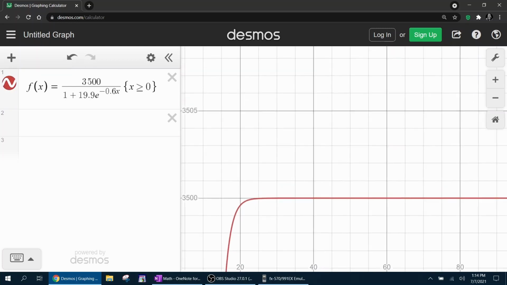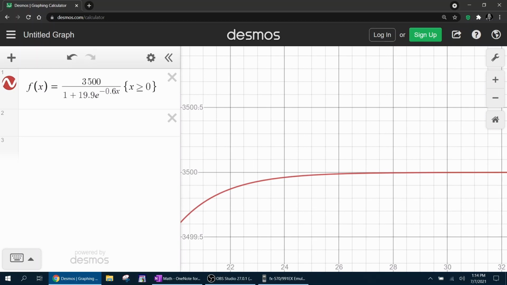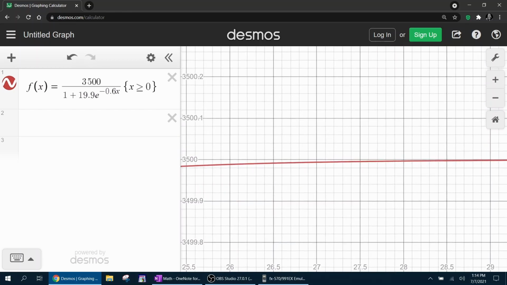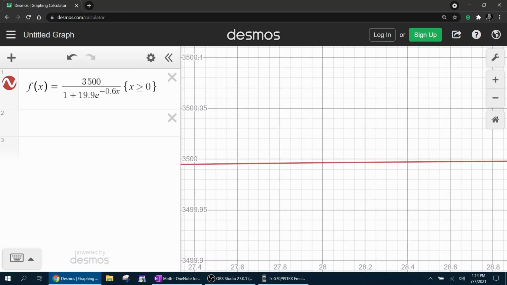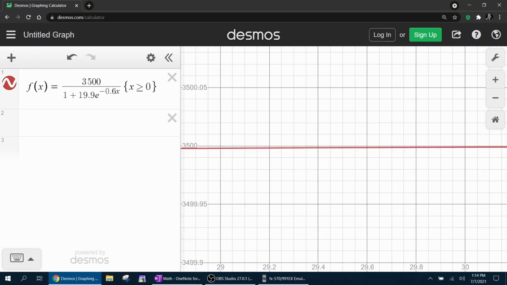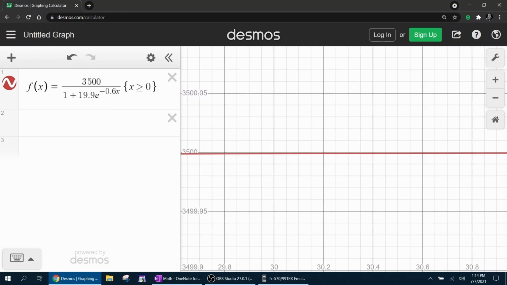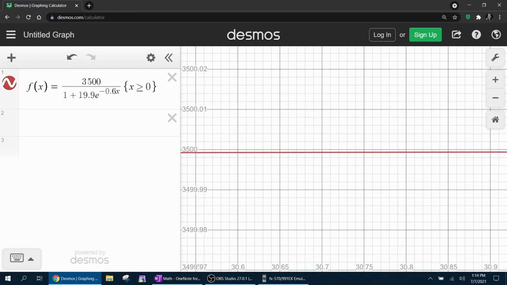Let me see if I can zoom in and show you that. You see, no matter how much I zoom in, it's approaching 3,500. And then if I continue to zoom in, do you see that? It continues to approach, but never gets there. In fact, if I go over, it's going to look like it touches, but if I zoom in, it doesn't. So what's the bottom line there?